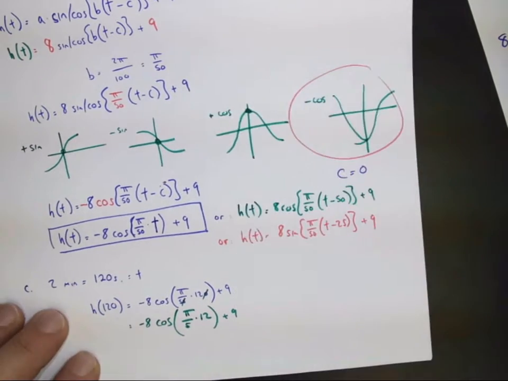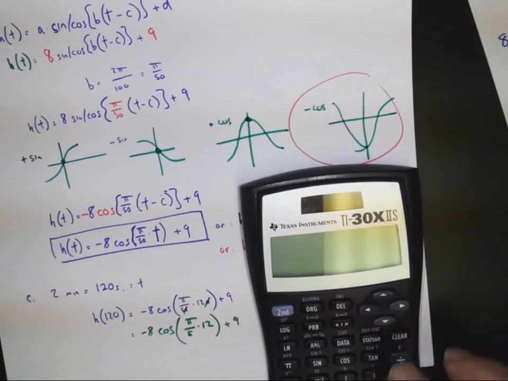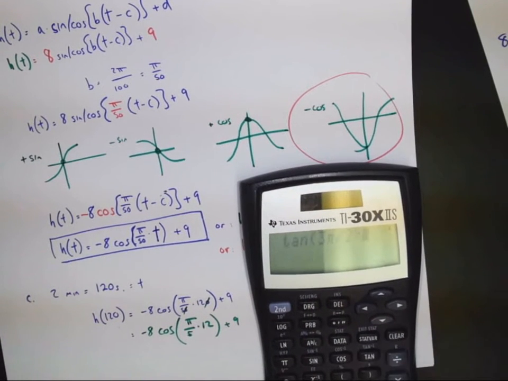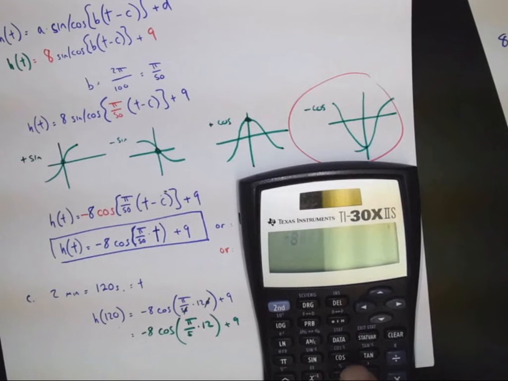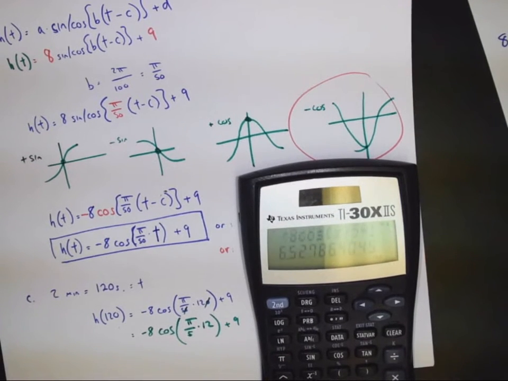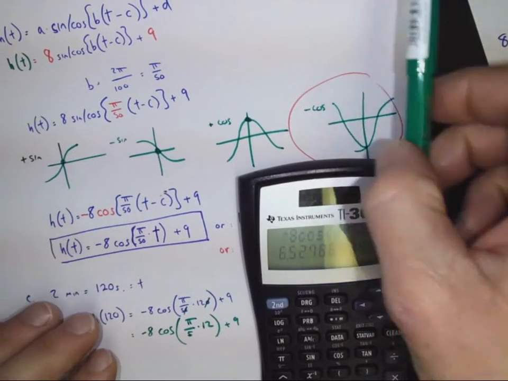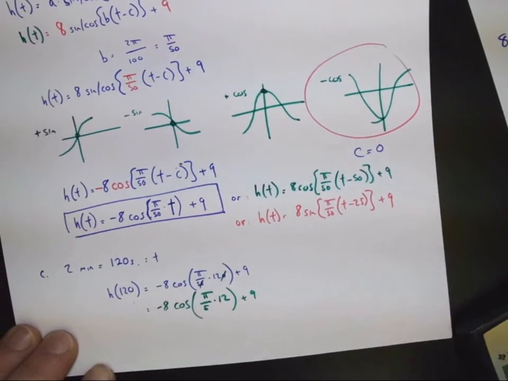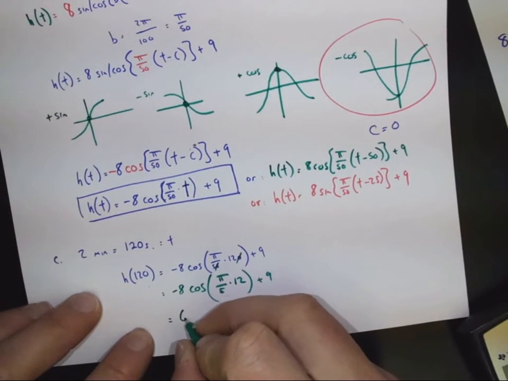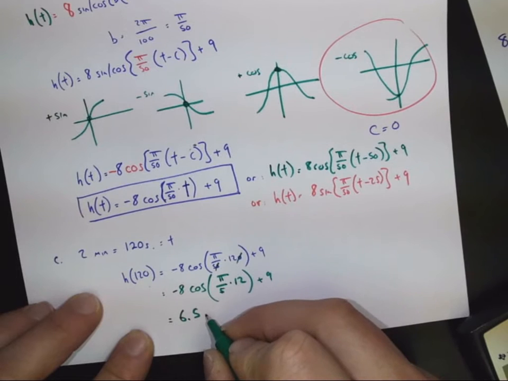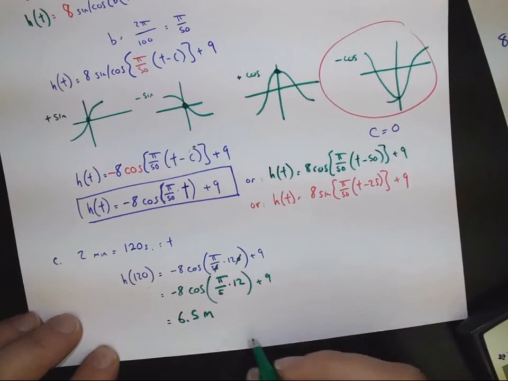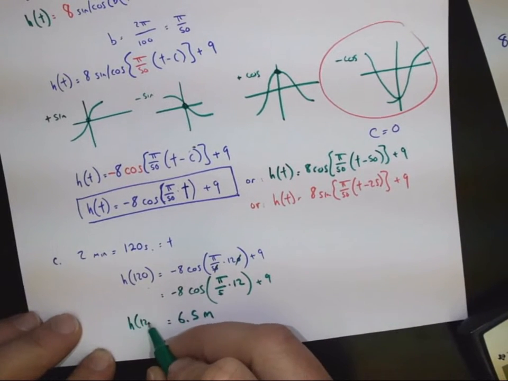I'm in degrees. Radians. Yeah, negative 8 cosine pi by 5 times 12 plus 9. 6.5 meters. Cool. Which is not that far off. I was thinking 5.5 meters, just through my intuition alone. So we got 6.5 meters. That's our h of 120.